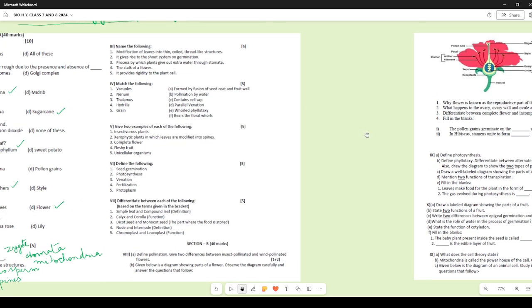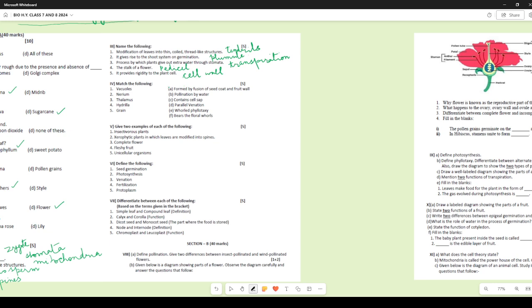Modification of leaves into thin coiled thread-like structures is called tendrils. It gives rise to the shoot system on germination: plumule. Process by which plants give out extra water through stomata is called transpiration. The stalk of a flower is called pedicel. It provides rigidity to the plant: cell wall.